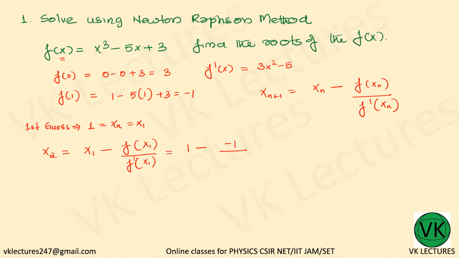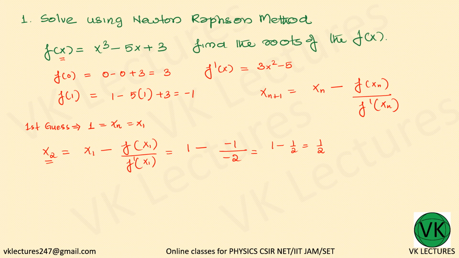F dash of x is 3x square minus 5. Substitute for x equal to 1. 3 times 1 squared, that is 3, minus 5, that is minus 2. So 1 minus 1 by 2, that's equal to 1 by 2. Now we got x2, that means second value.